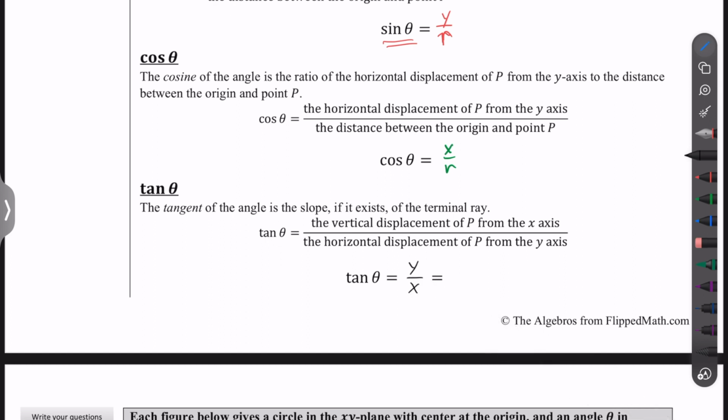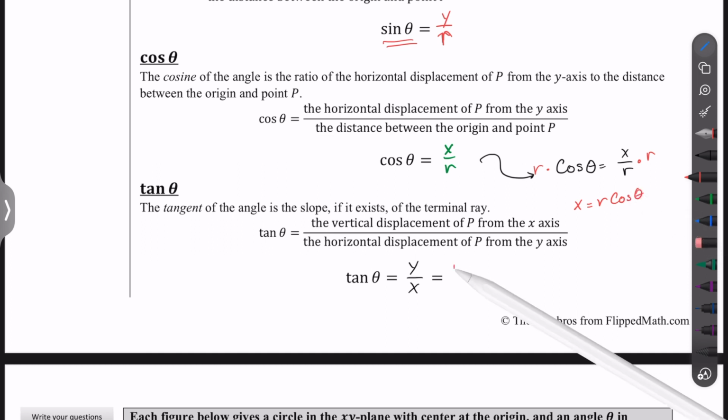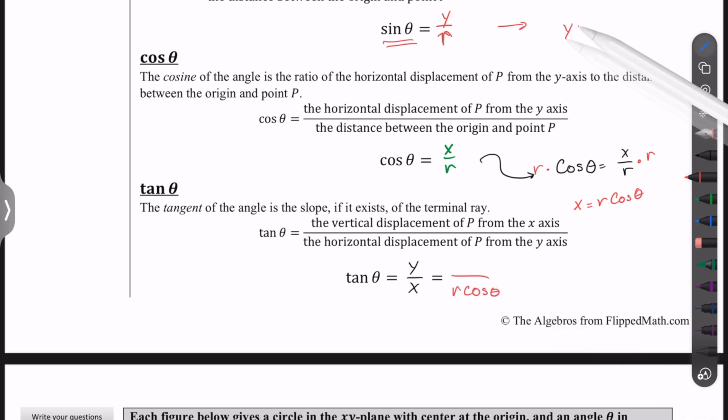They got a little equal sign here, and I want to explain this equal sign to you. If I take this function right here, cosine of theta is equal to x over r, I could take both sides times r, and I find out x is equal to r cosine theta. And I can do the same thing with my sine function up there. I could take it times r, and I'd get y equals r times sine theta.